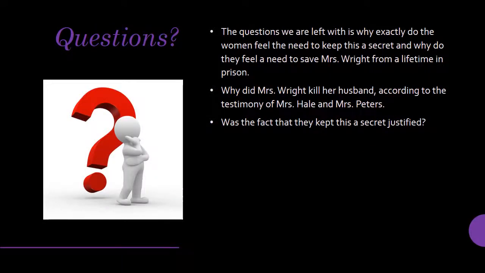Questions. The questions we are left with is why exactly do the women feel the need to keep this a secret, and why do they feel a need to save Miss Wright from a lifetime in prison? Why did Miss Wright kill her husband, according to the testimony of Miss Wright and Miss Peters? Was the fact that they kept this a secret justified?